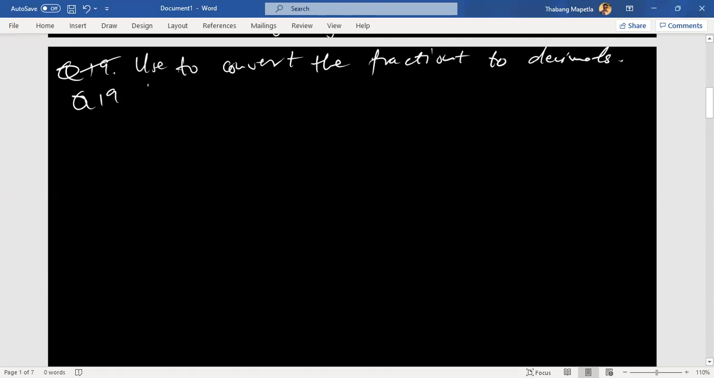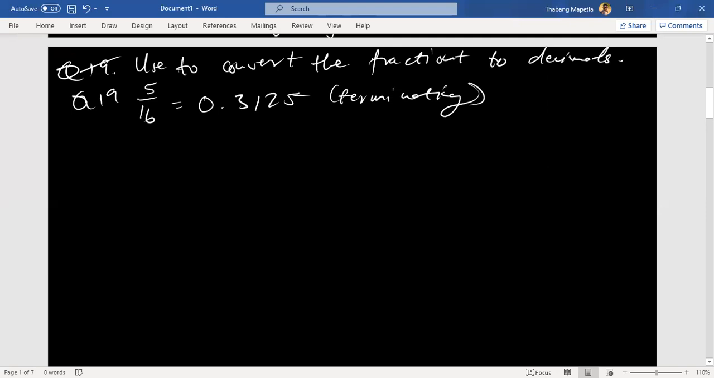Question 19 is 5 over 16. 5 divided by 16. You just take your calculator and punch that. Again, 5 divided by 16. It's going to be 0.3125. It's terminating. Let me see the next one.